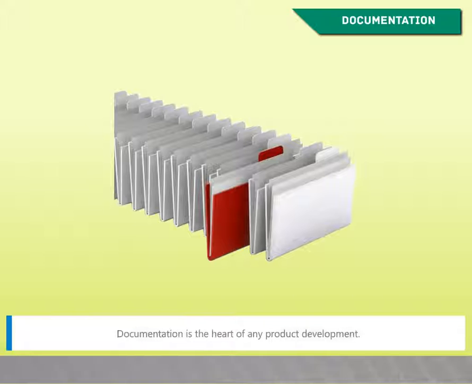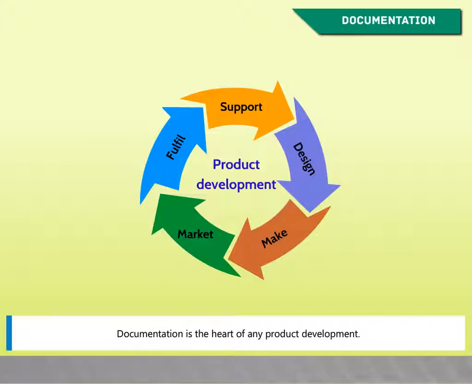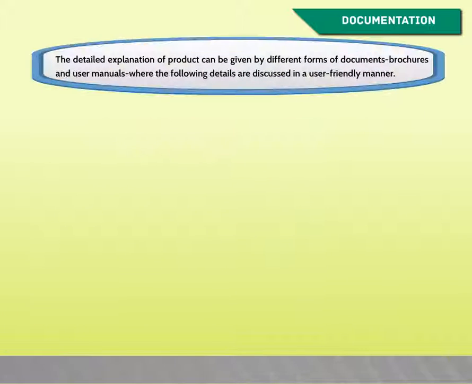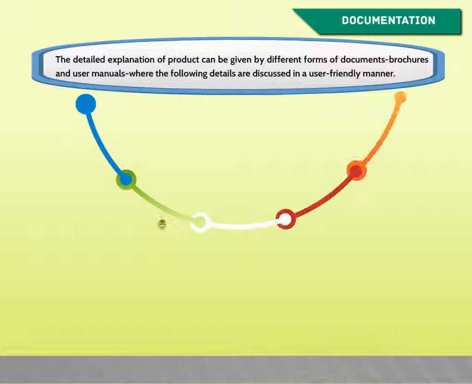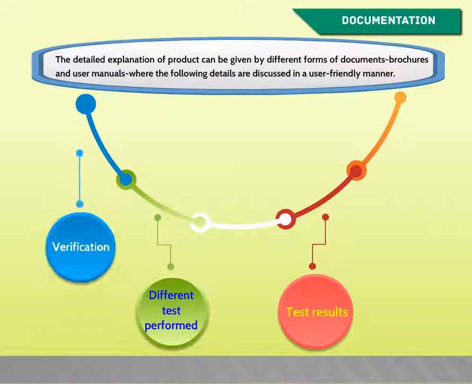Documentation. Documentation is the heart of any product development. The detailed explanation of the product can be given by different forms of documents, brochures, and user manuals, where the following details are discussed in a user-friendly manner: different tests performed, test results, verification, maintenance.